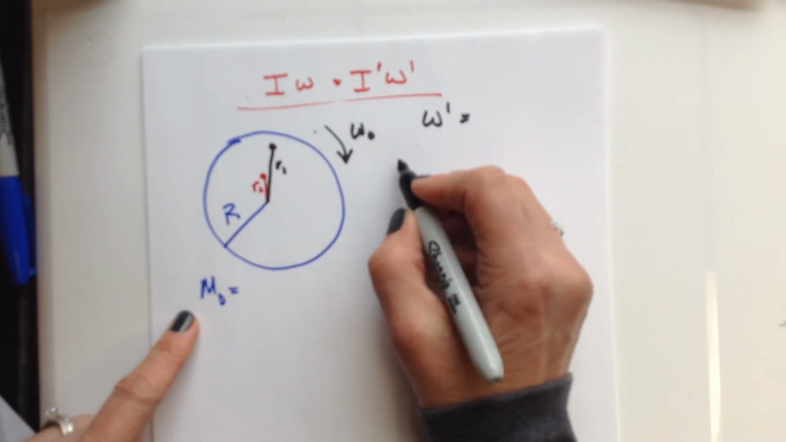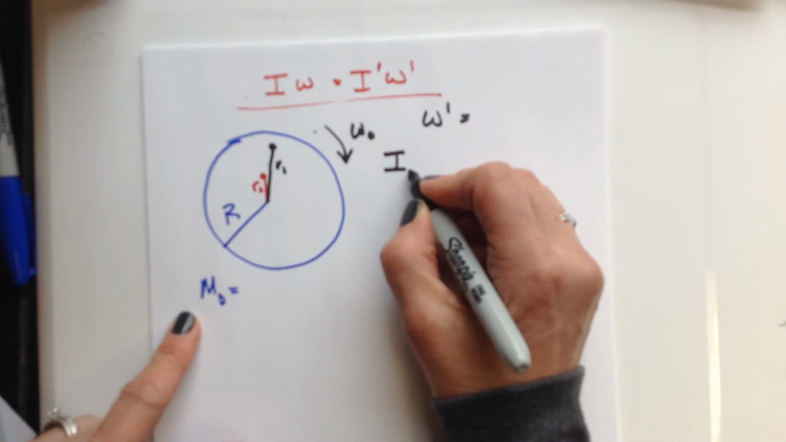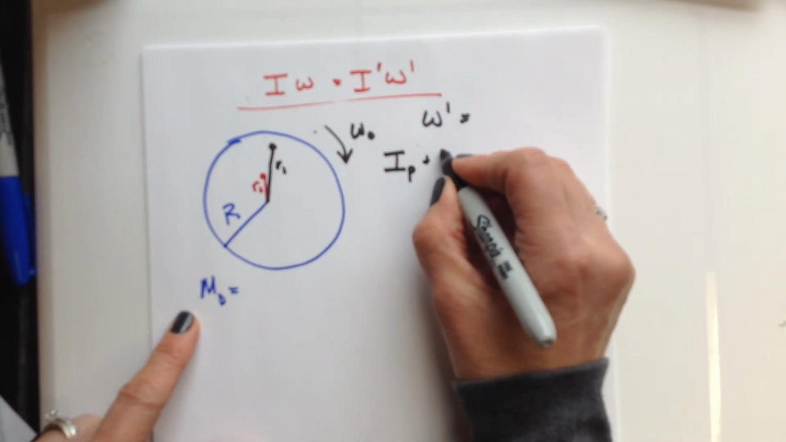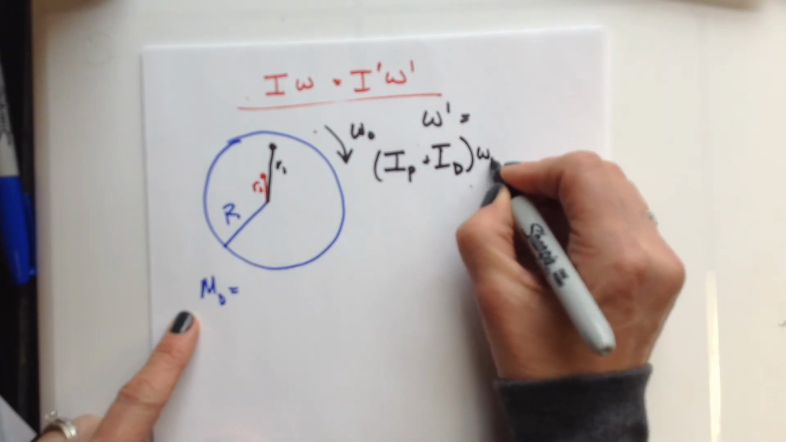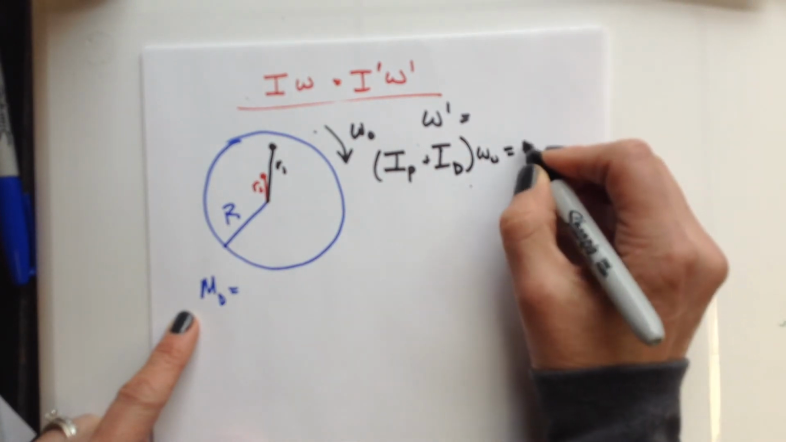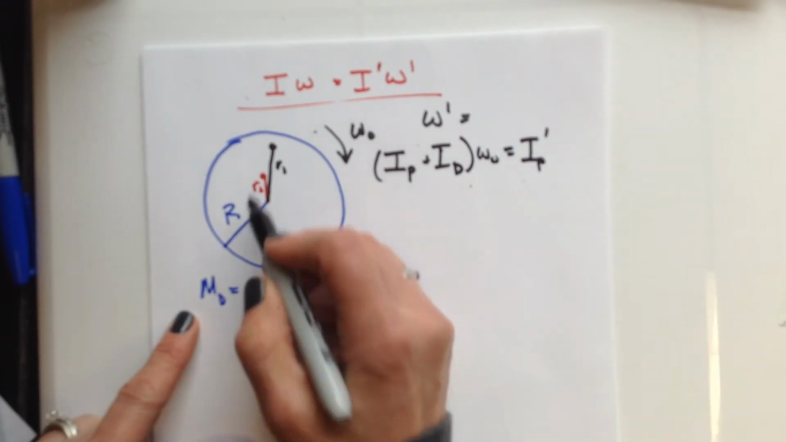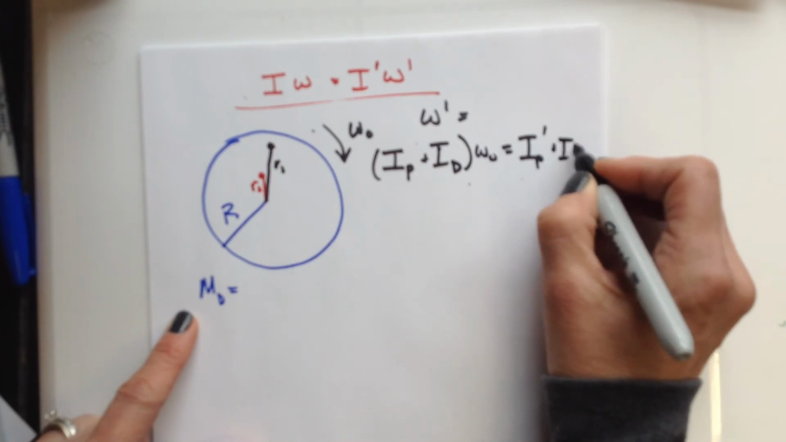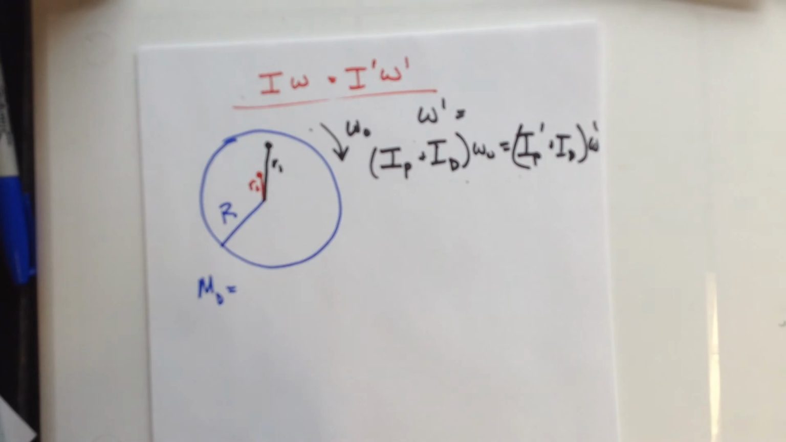So our total angular momentum is going to be the rotational inertia of the particle or the point mass, the person, plus the rotational inertia of the disk, times that initial angular velocity, is going to be equal to the new rotational inertia of the person because they've moved in closer to the pivot point, and the rotational inertia of the disk, which doesn't change, times that final angular speed.